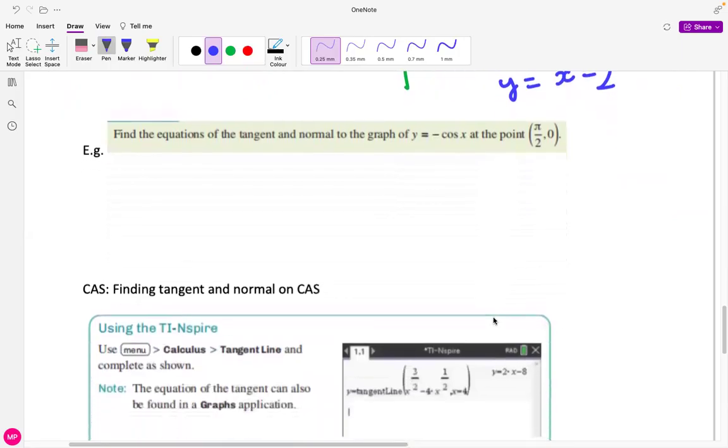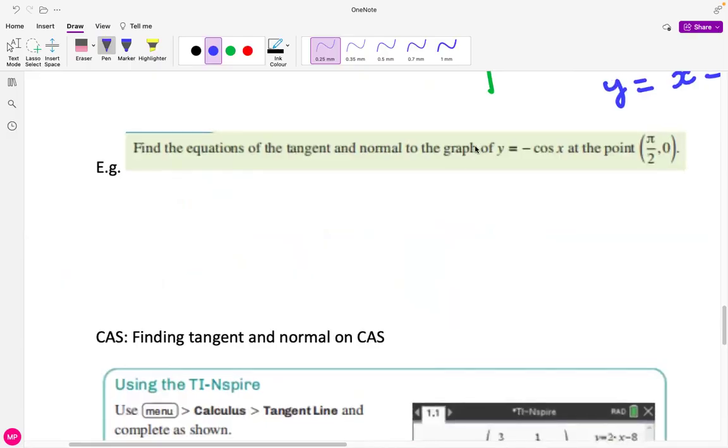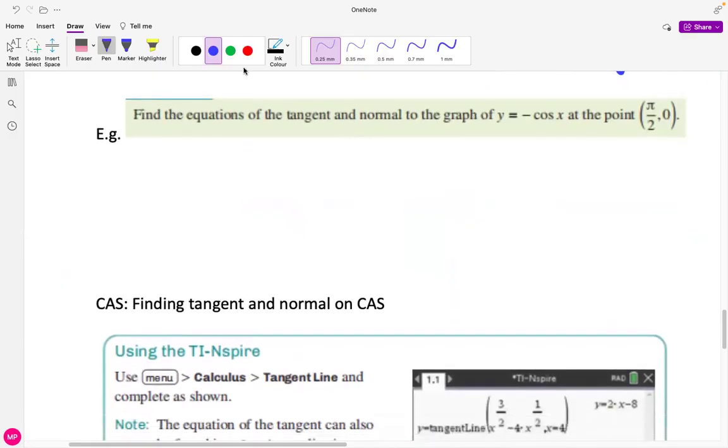All right, here is one more example on the tangent and the normal. This time we're going to combine these together. Find the equation of the tangent and normal of this curve, which passes through this point. We're going to do the tangent first and then the normal later. So let's do the tangent.